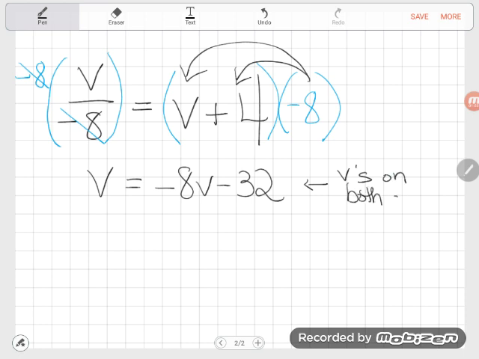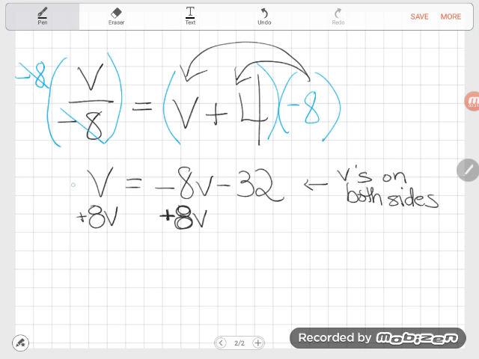Really good rule of thumb is to get your v's to the same side. If I have v's on two different sides, how could I ever get the v alone? No matter which side I brought the numbers to, there would be a v there. So what I'm going to do is take this entire -8v term and zero it out by adding 8v. Notice I add, I'm not dividing, because I want to move the whole term, not just the -8. I want to move the entire -8v, so I'm going to add 8v.